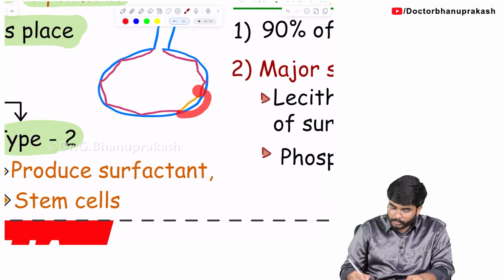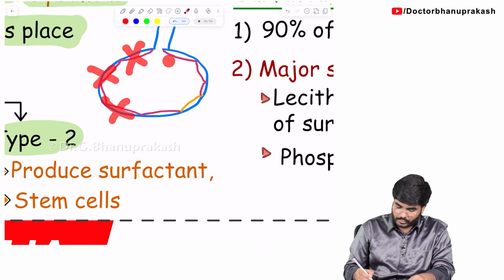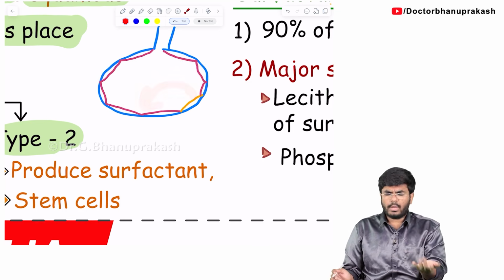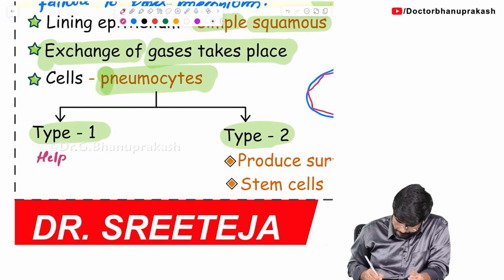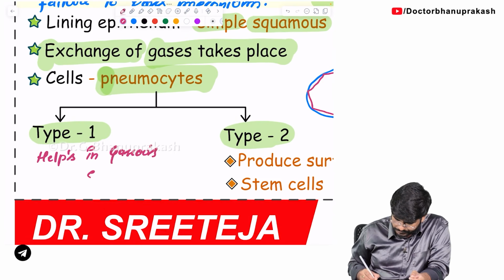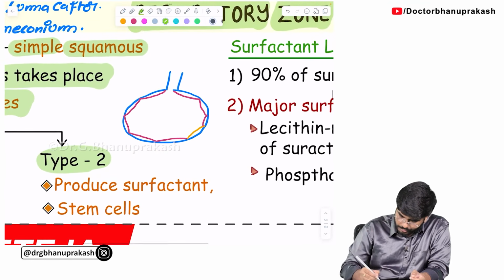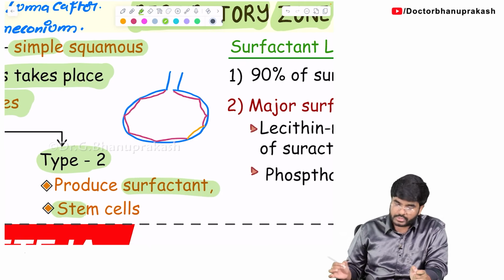Okay. Now, what about the type 2 pneumocytes? Type 2 pneumocytes are the stem cells. Whenever there is any damage to this epithelium, whenever there is damage to the type 1 pneumocytes, the type 2 pneumocytes will replace them. So, type 1 pneumocytes, what are they doing? They help in gas exchange. Now what about the type 2 pneumocytes? The type 2 pneumocytes produce surfactant, and also the type 2 pneumocytes are the stem cells.